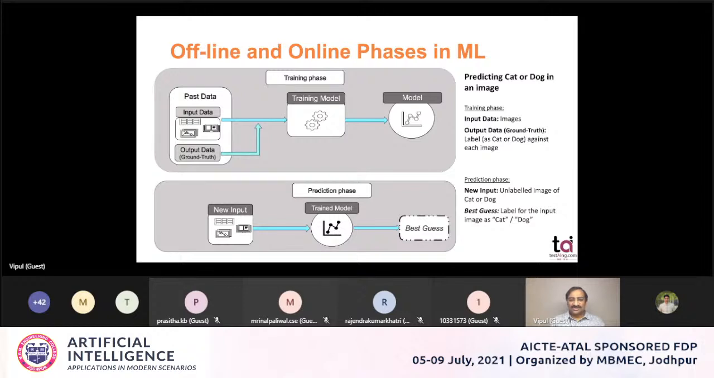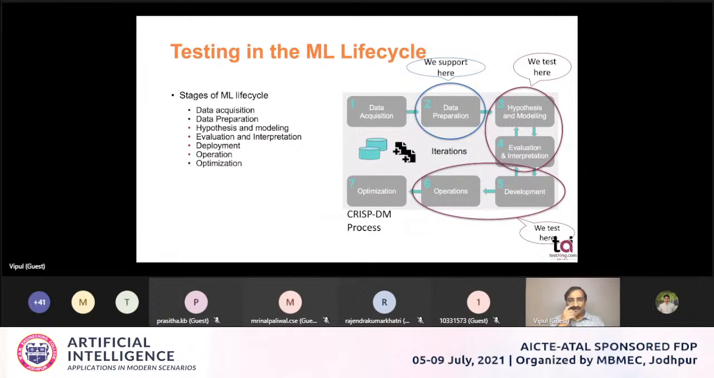I don't think I really need to explain anything here, but if there are any questions, feel free to ask. Are there any questions so far? Why is this distinction between offline and online important? I will explain that in a short while.